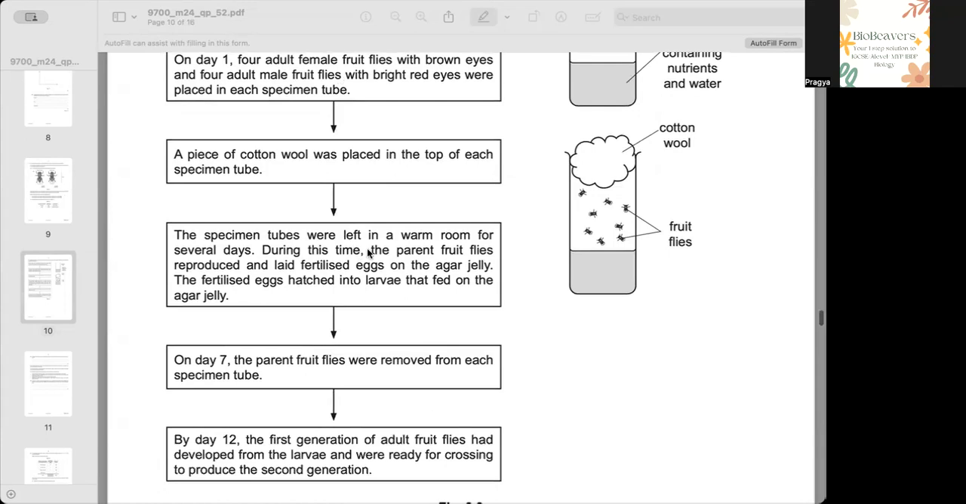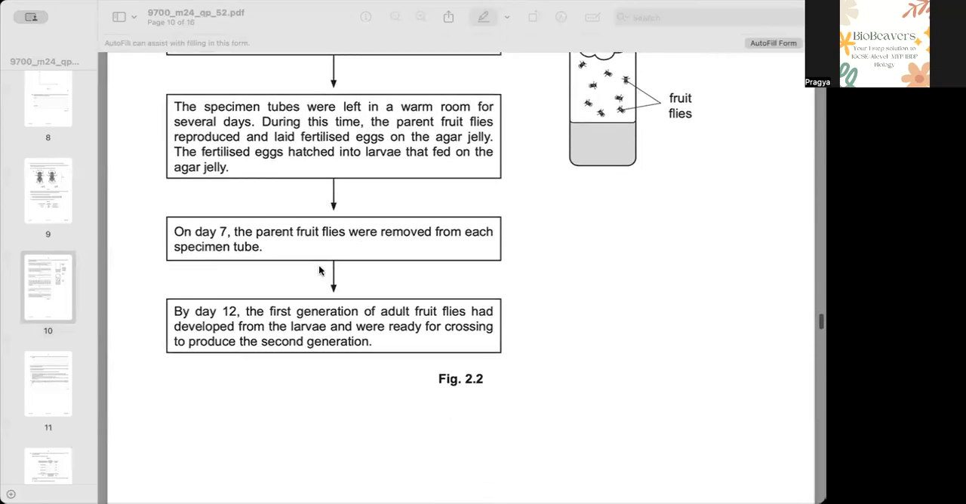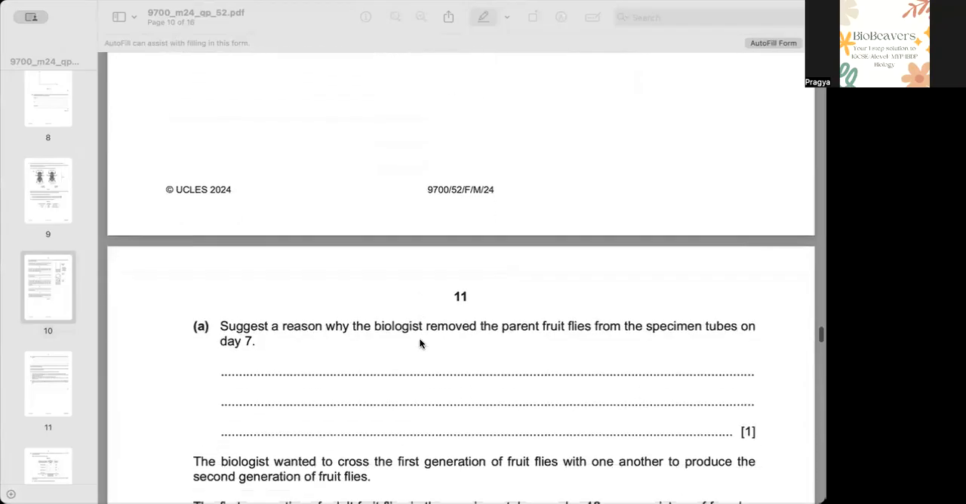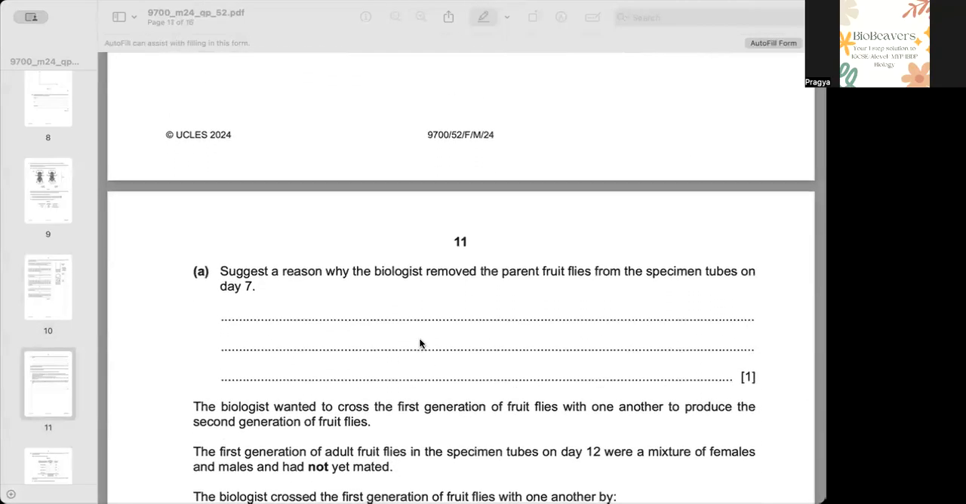The specimen tubes were left in the warm room for several days. During this time, the parent fruit flies obviously reproduced, and they fed on the agar jelly. On day 7, the parent fruit flies were removed from each specimen tube. Now here another question comes in, why was this done? Then on day 12, the first generation had developed and were ready for crossing to produce the second generation. So let's move on to the first question. As I had been saying, when the diagram comes in and you're going through that entire procedure, you should start framing and forming your own questions, because that will be really helpful.